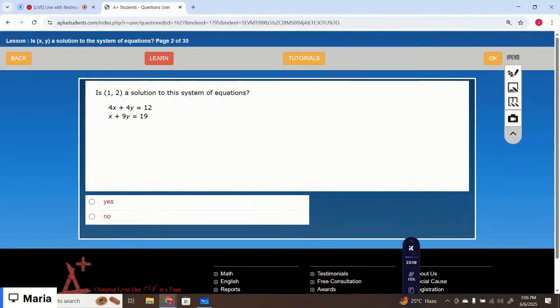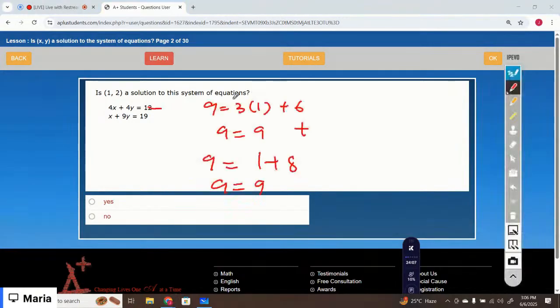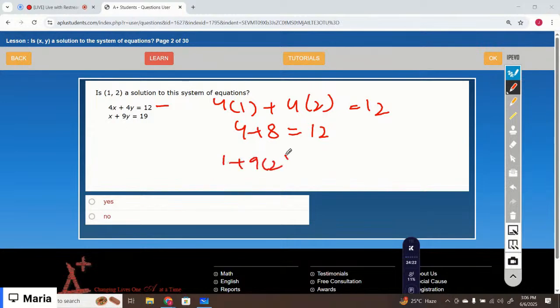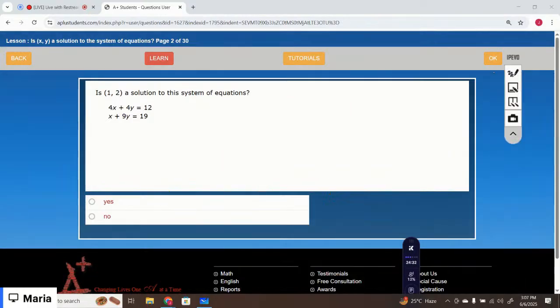Is (1, 2) a solution to the system of equations? So let's just see. x is 1 and y is 2. Start with the first equation. Replace x with 1 and y with 2. So that is 4 plus 8 equals 10. Now the second equation: y is 9 times 2, which is 18, and 18 plus 1 is 19. So both the equations are true, right? That means yes, (1, 2) is a solution to the system of equations.